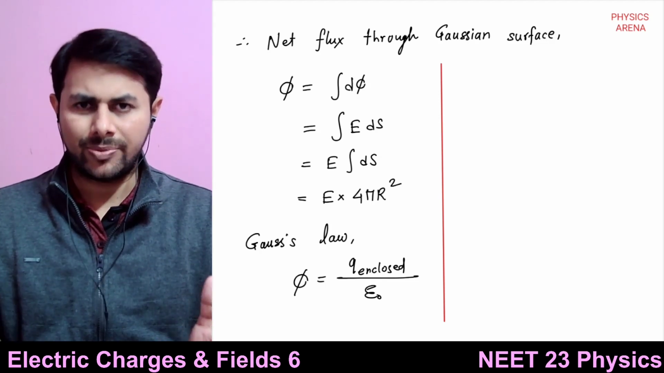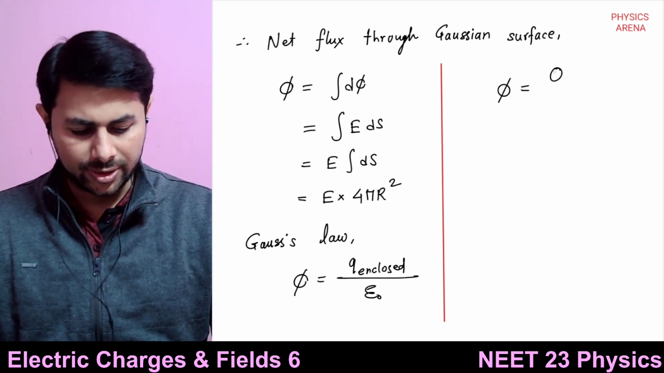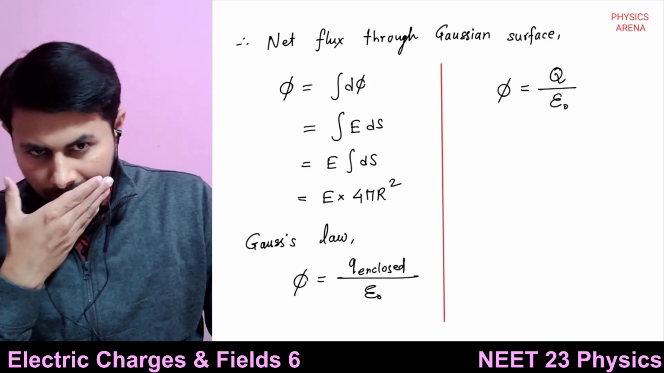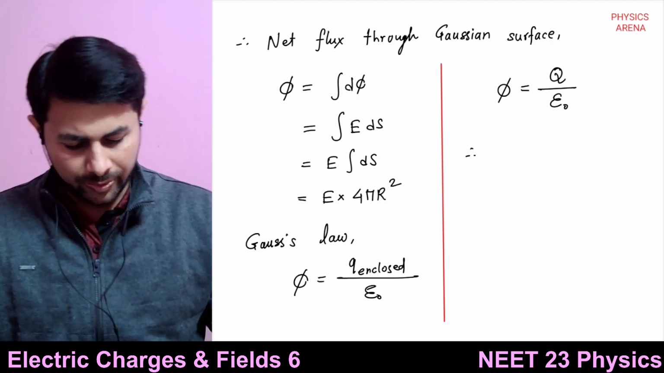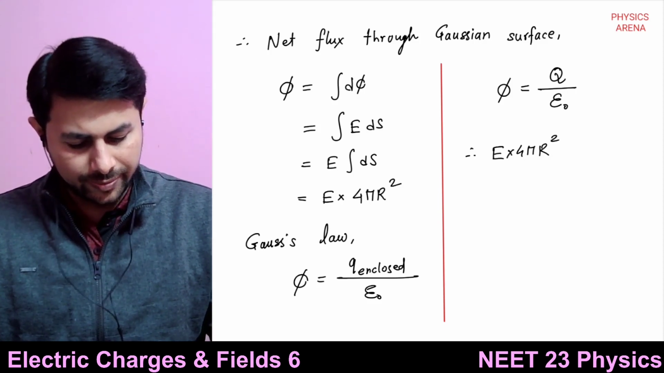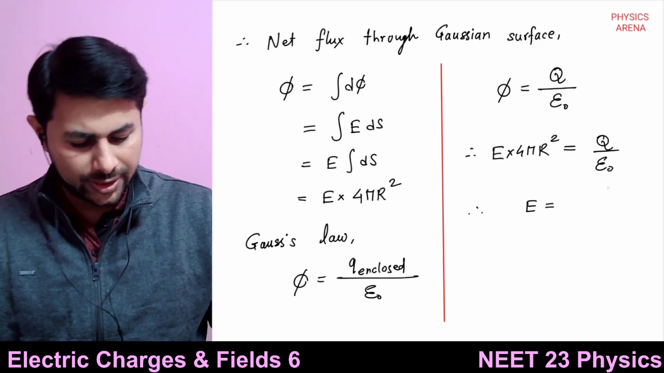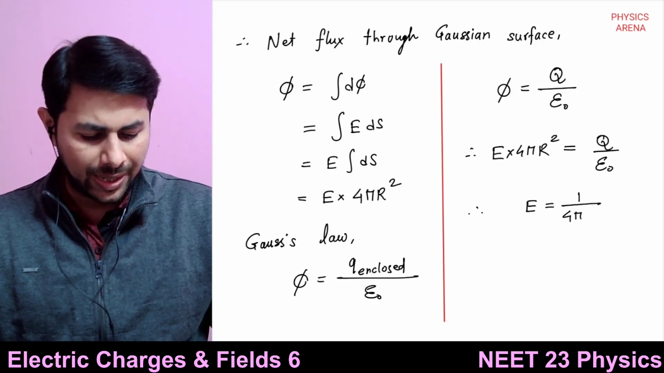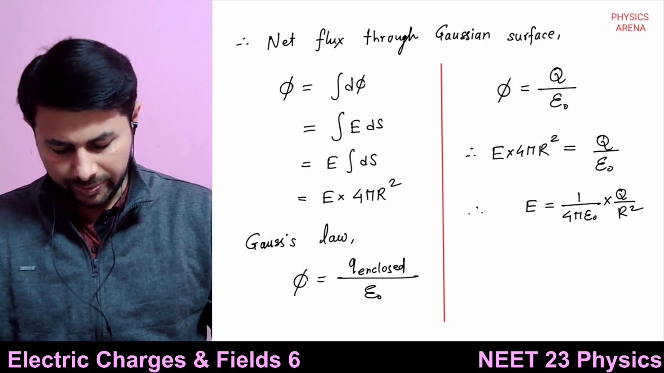It's the total charge on the spherical shell, right? So this phi is equal to the total charge on the spherical shell, q, divided by epsilon naught. Therefore this flux is equal to E multiplied by 4 pi r square, which is equal to q upon epsilon naught, and therefore the electric field is just equal to, taking that 4 pi r square to the other side, 1 upon 4 pi epsilon naught multiplied by q upon r square. So this will be the electric field.